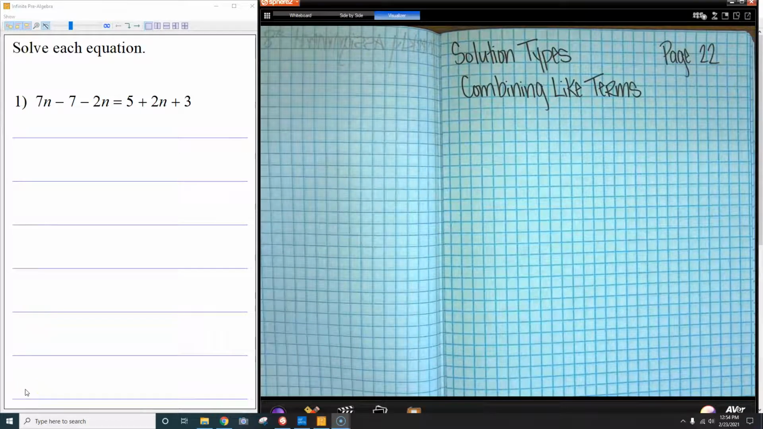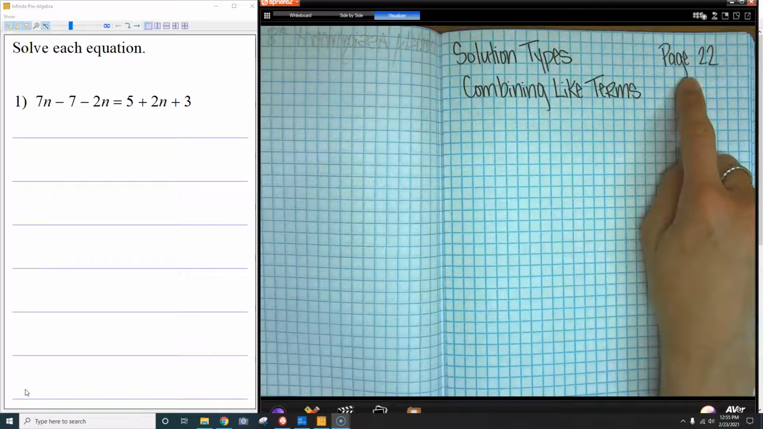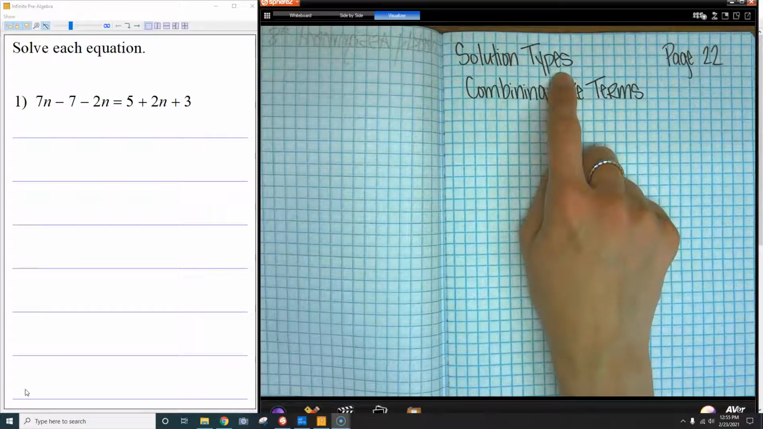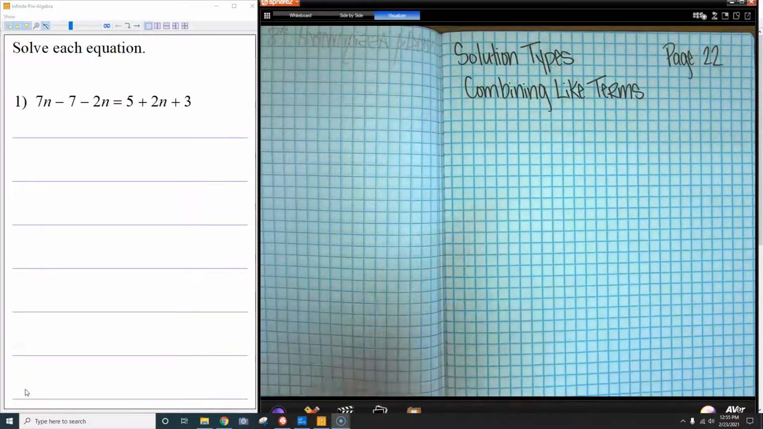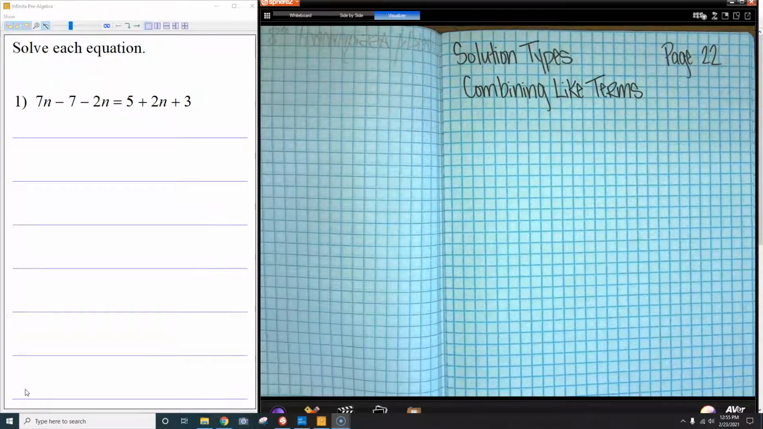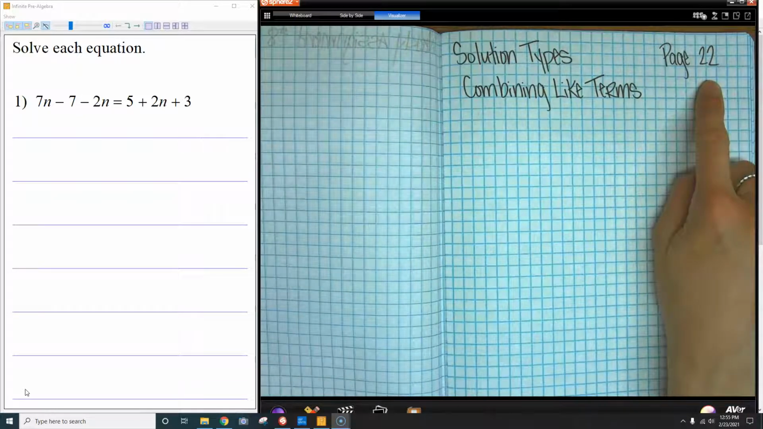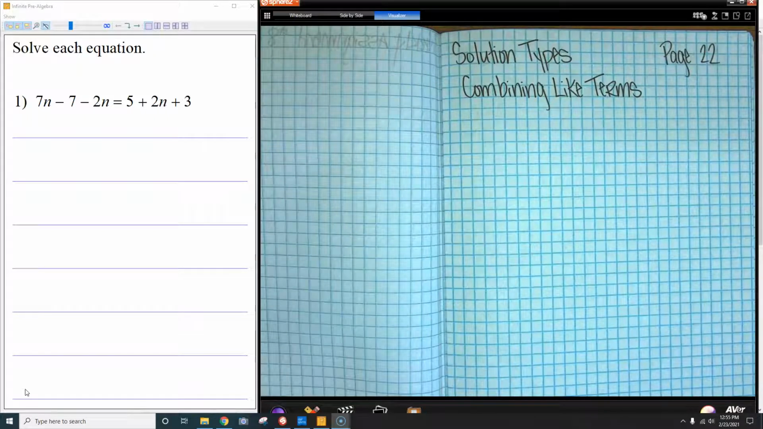Everyone, today we're going to be taking notes on page 22 in our notebook. We're going to still be talking about solution types. We're still going to be solving equations, but today we're really going to focus on combining like terms, especially with variables on both sides of the equal sign. So please pause the video and write down page 22, solution types, combining like terms, and you can also write down question number 1, which is right here on the left-hand side.